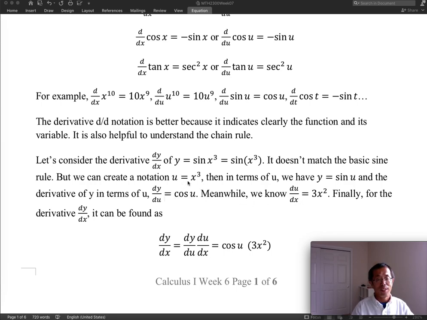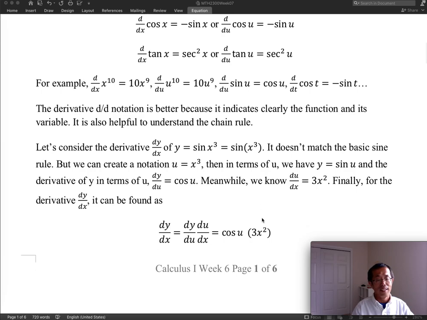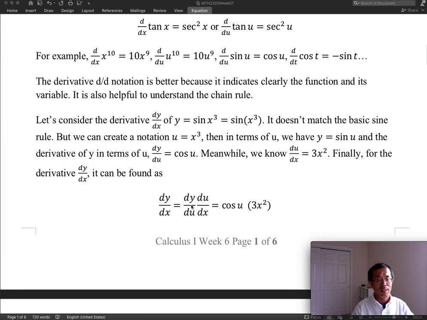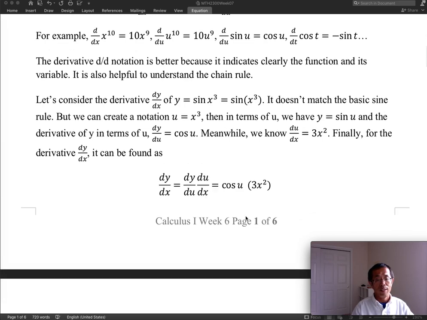u is created as a function of x, so I do know du/dx. And then this is what the chain rule says: you can always find dy/dx as the product of dy/du and du/dx. So that's what we did last time.